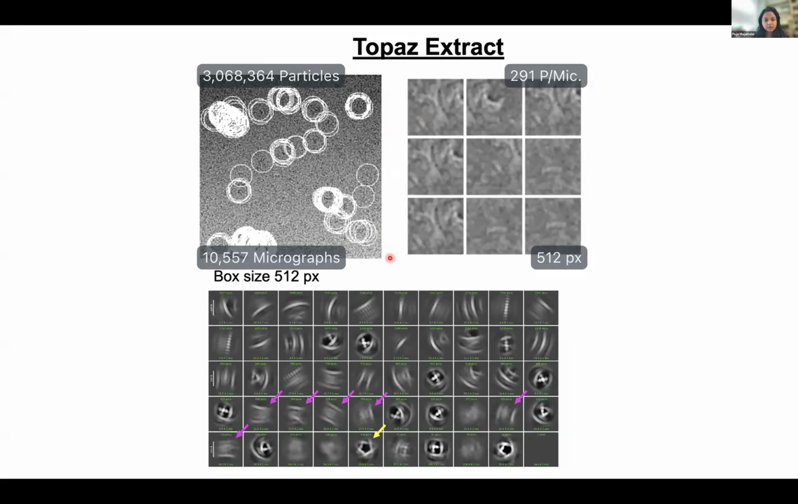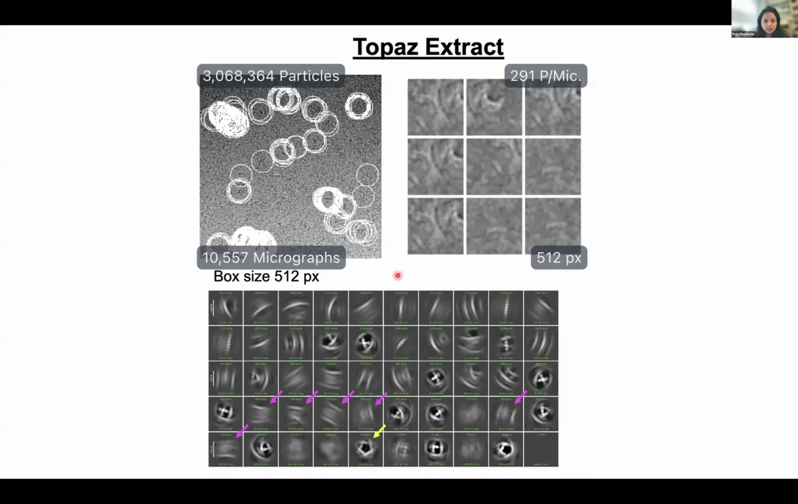So I started with a 256 pixel box size, and the particles were not aligned, the filaments were not aligned properly. As I used 512, I could see the filaments were aligned properly. As you can see in the side views, there are repeat units, and the front views are also present. I also tried a larger box size than 512, but I did not get any additional information, so I stuck to the 512 box size for these filaments.